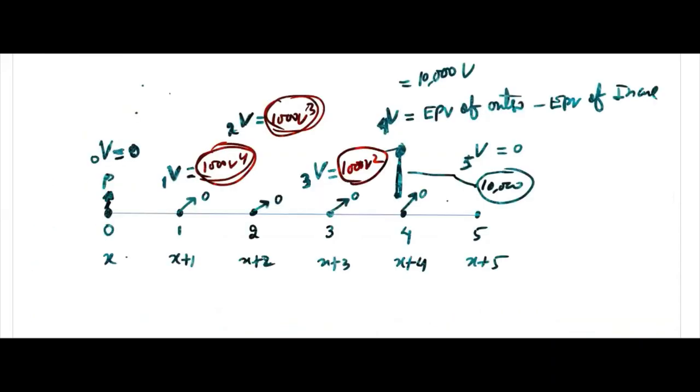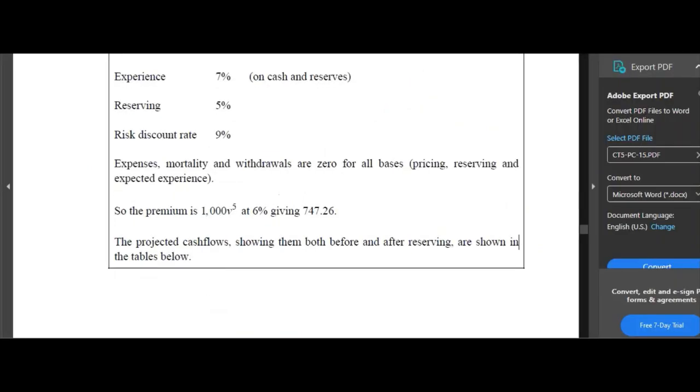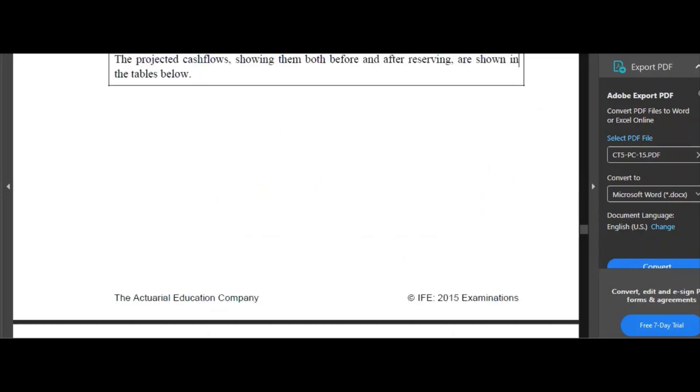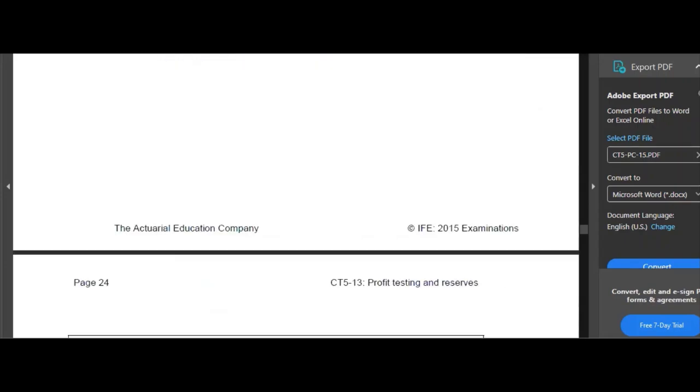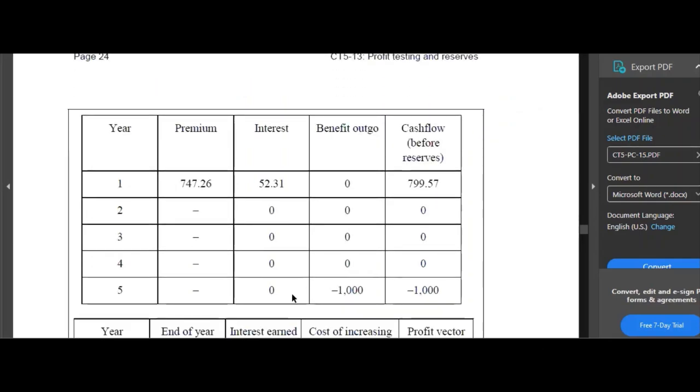Here, use 5%, find all these values, okay? So 1000 V square, all this. I will write from here. But see, you are not supposed to do it whatever way they've written. I will show you the difference. You will be able to follow. Things will not match. There is a concept of end of year reserve, start of year reserve. We are not doing that way. Okay. Interest 52.31 with 5%. All right.